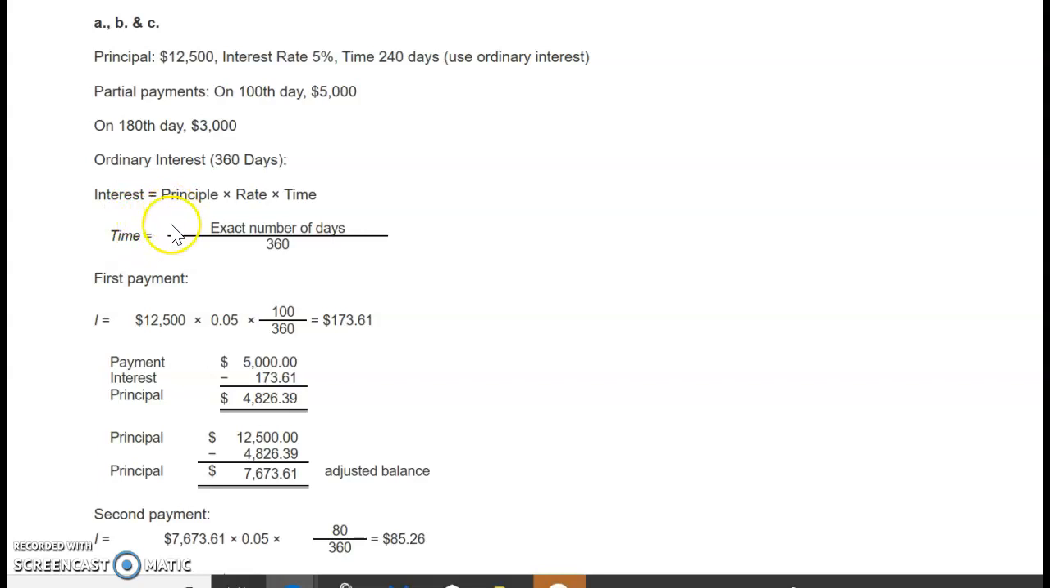So, here's our principal, times rate was 5%. We convert that to a decimal, which is 0.05, times time. So we're using the ordinary interest method, and the balance of the loan is going to stay at $12,500 for 100 days. And that's when he's going to make this extra $5,000 payment. So if we divide or multiply all this out, we get $173.61.